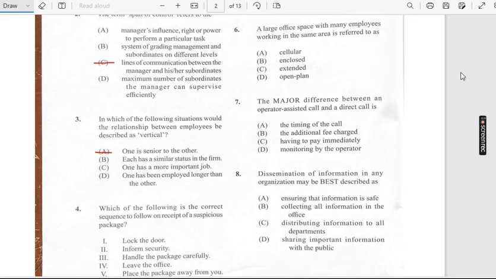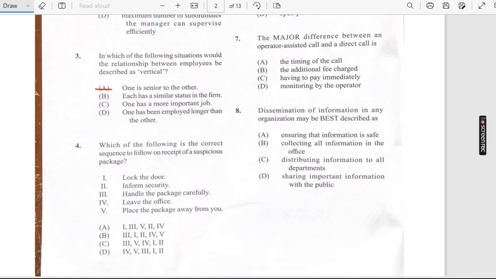All right. Number four, it says, which of the following is the correct sequence to follow after receipt of a suspicious package? So first things first, guys, we'd have to handle the package carefully first. Then you place it away from you. And after you place it away from you, we'd have to leave the office.